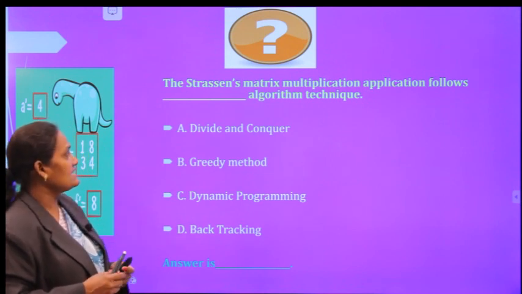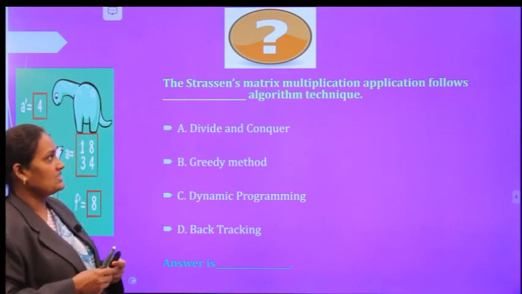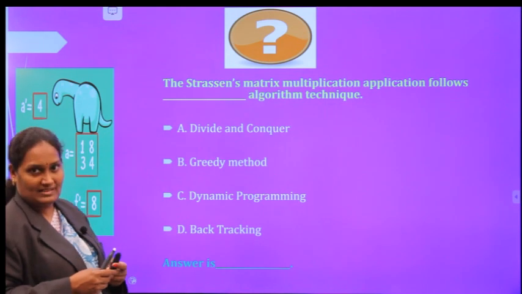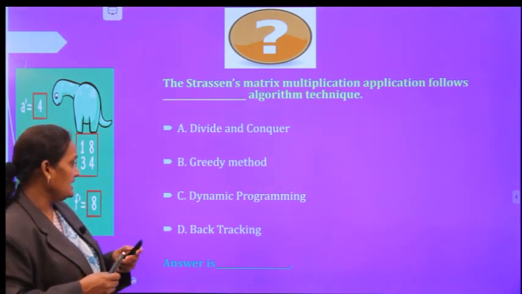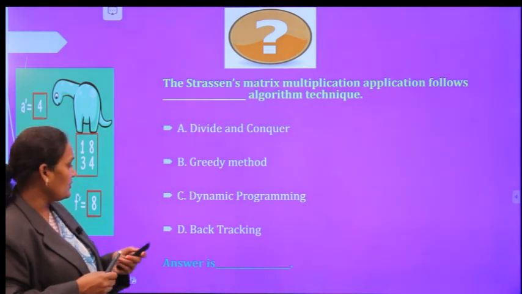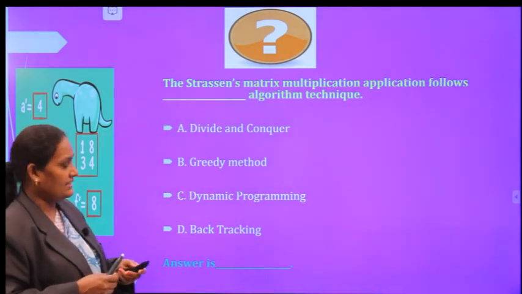The first question is, the Strassen's matrix multiplication application follows dash algorithm technique. Option A, divide and conquer. Option B, 3D method. Option C, dynamic programming. And option D, backtracking.